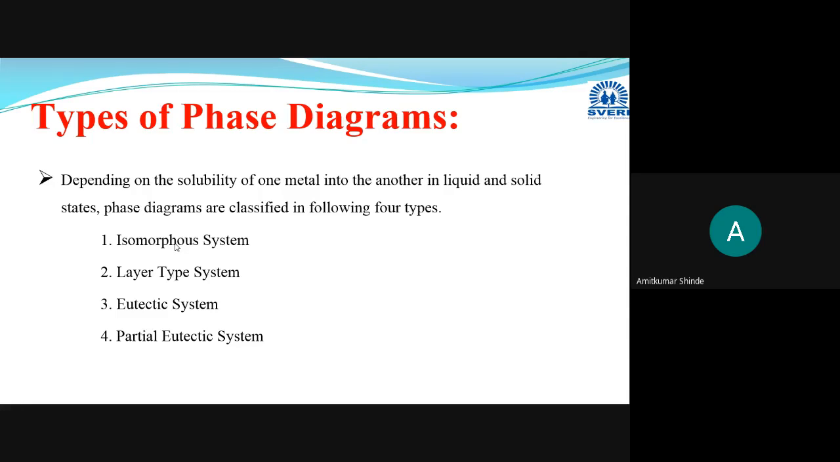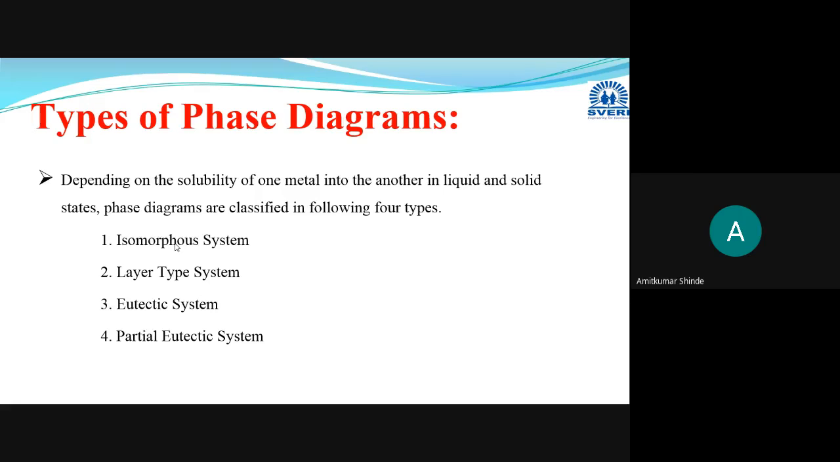Now the third type is the eutectic system. In this eutectic system, metals are completely soluble in each other in the liquid state and completely insoluble in the solid state. That type of system will be termed the eutectic system. Metals are completely soluble in the liquid state and completely insoluble in each other in the solid state.